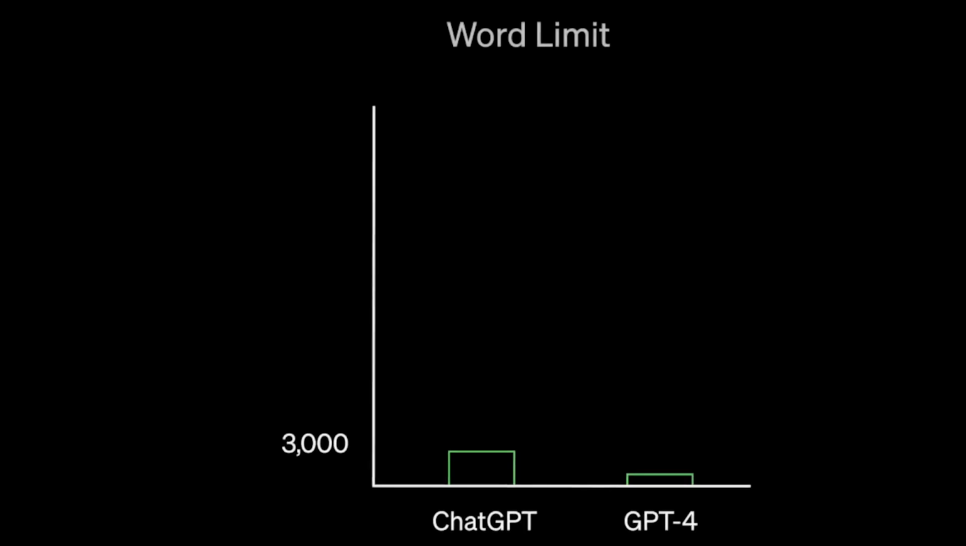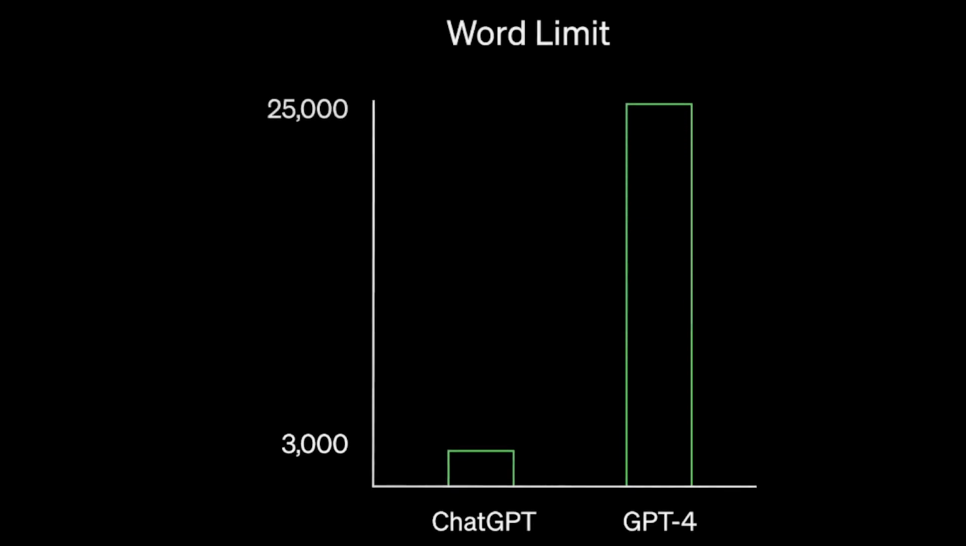The next big upgrade is the word limit increase. Now, ChatGPT 3 had a word limit of 3,000 words. This is on the input side and the output side. GPT-4 has a word limit of 25,000 words. That's 8 times more than the previous version that just came out a few months ago. This makes it a lot more useful for long-form content like writing novels or screenplays.